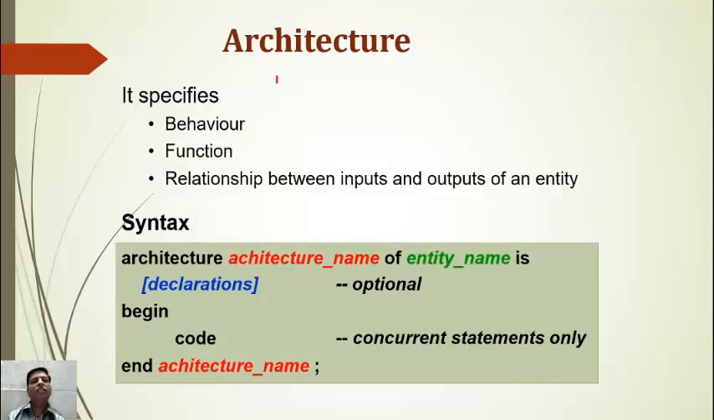Basically, what is architecture? It specifies the behavior, function and relationship between the inputs and outputs of an entity. So the syntax for the architecture: architecture, architecture name, of, entity name, is. Whatever entity name we are defining is in green color, and whatever architecture name we are defining is in red color.